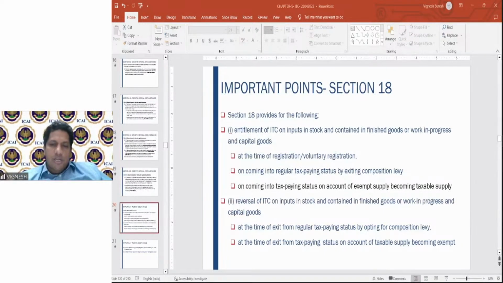Input service distributor is different. Input service distributor we will cover next. That is the next point we are going to cover. What we covered now is one registered person. If he is going for separate registration, he can transfer. Input service distributor is different. An input service distributor will basically have multiple places of registration. A separate registration as an input service distributor needs to be taken, and that input service distributor will calculate the credit to be distributed across each person.